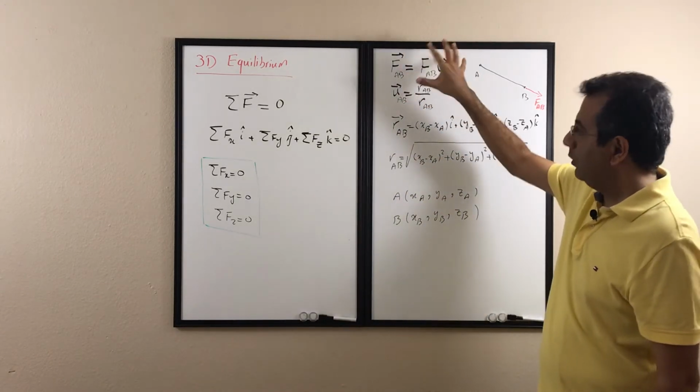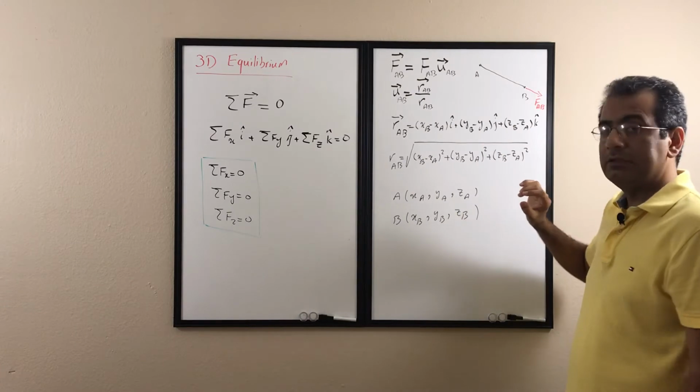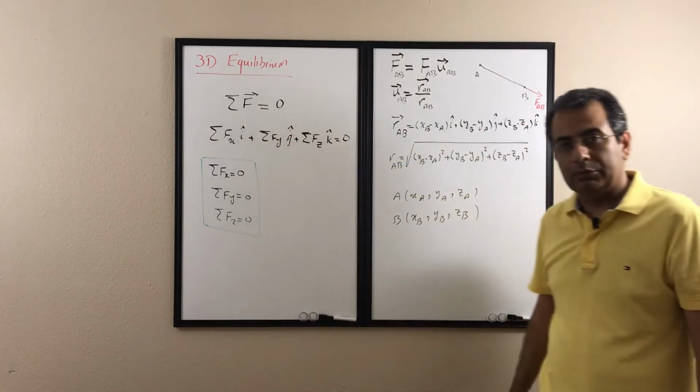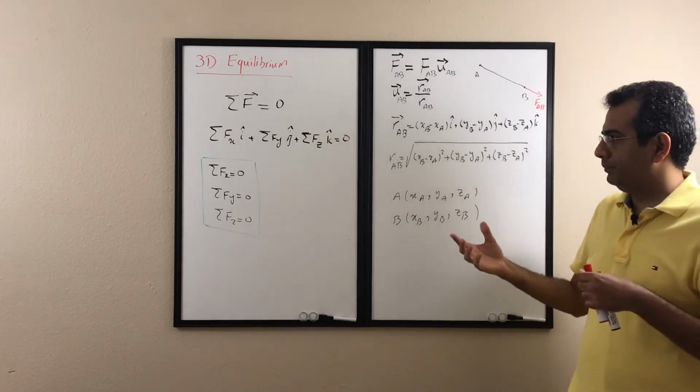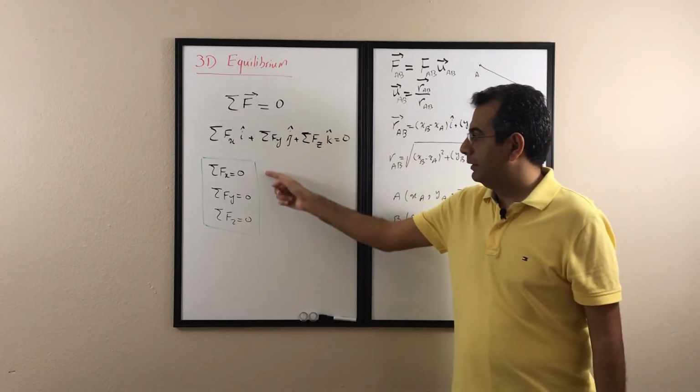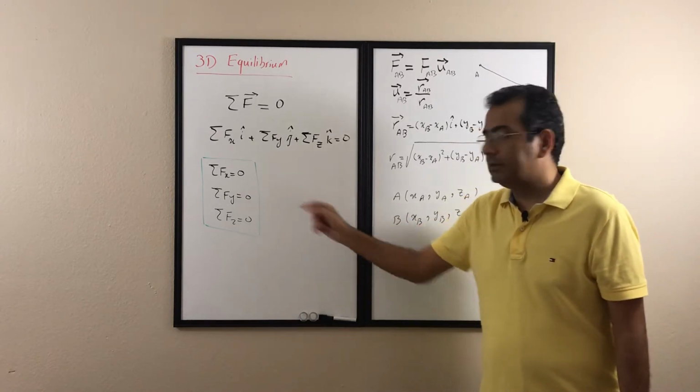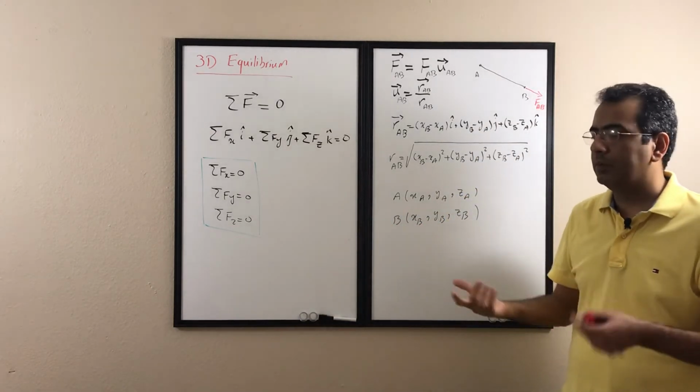And after we have all the forces calculated in the Cartesian method, we just add them all together and make them equal to 0, and by then we can write these three equations, and then we solve these three equations for any unknown that the problem gives us.